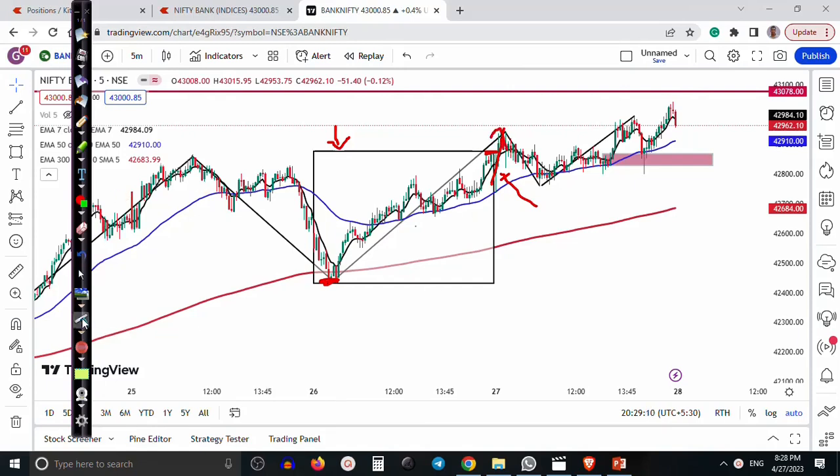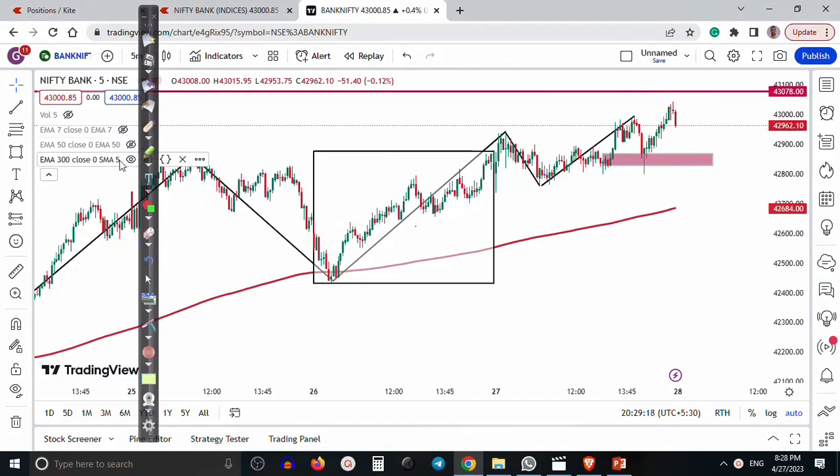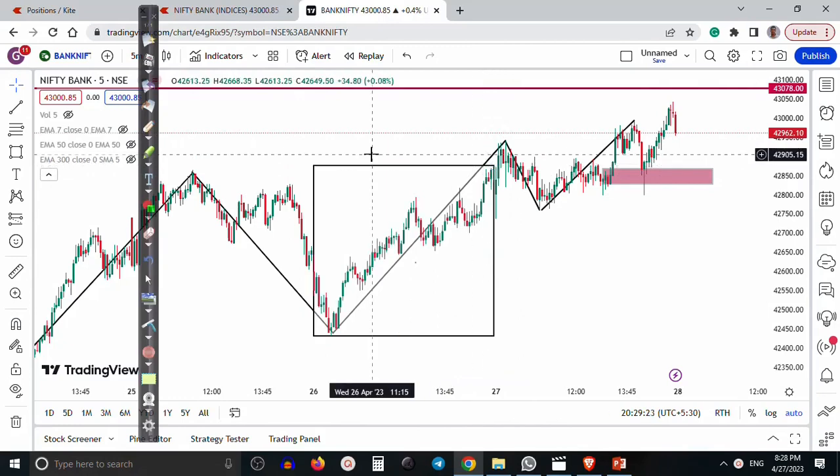Let me hide this moving average. Okay, perfect. Now you can see price broke this session. Once price breaks this session, we are looking for buy. All the way price is in an uptrend, so we must find out demand and supply.